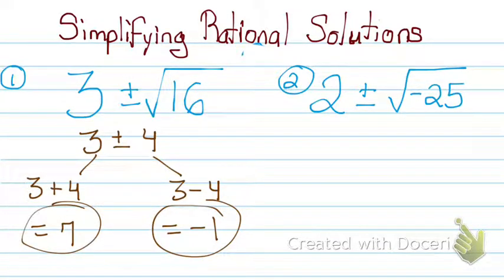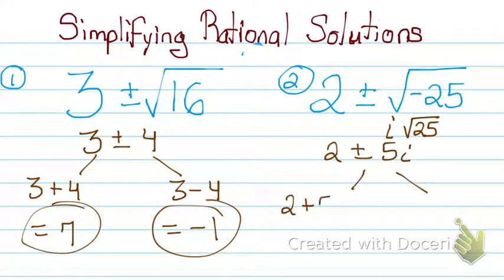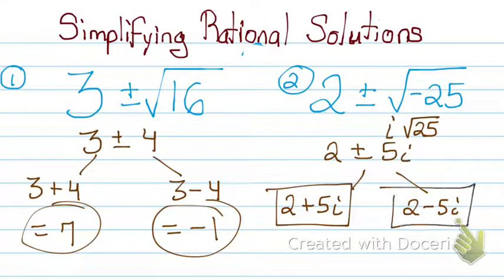We have 2 plus or minus the square root of -25. Now remember, anytime you see a negative number under the square root, you have to take out an i first. So again, 25 is a perfect square. So we're going to end up with 5i. So we'll have 2 plus or minus 5i. Now, when I separate them, I will have 2 plus 5i, and I will have 2 minus 5i. Here's the thing. 5i and 2 are not like terms. So guess what? These will be our two solutions.